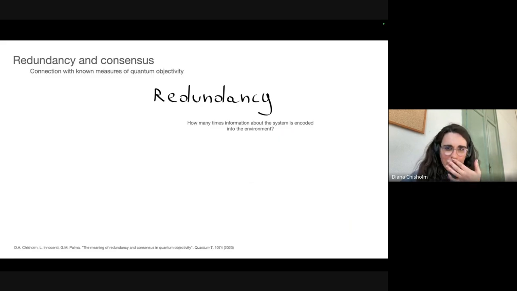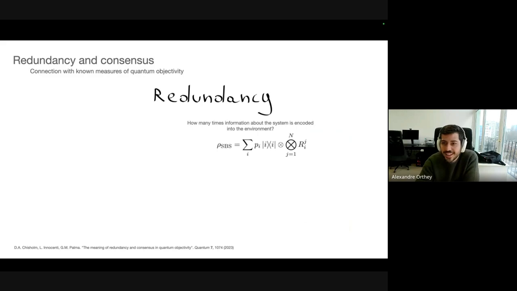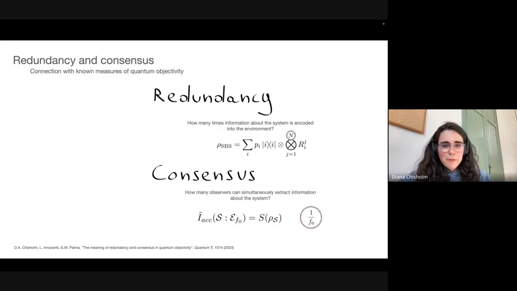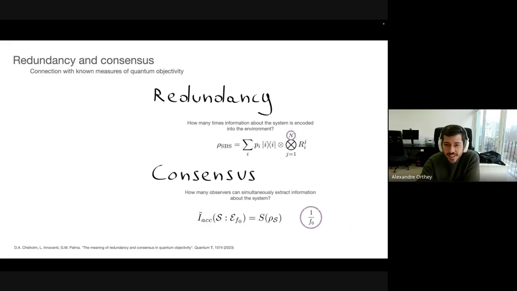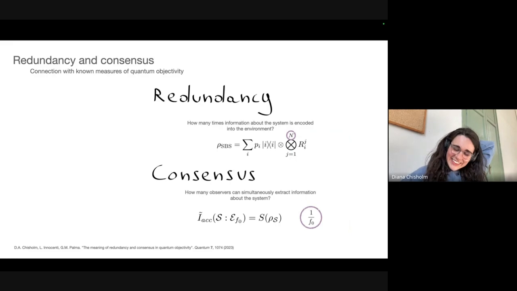Okay. Gina, can I also interrupt you? Yeah, sure. So what is the relation now between redundancy and consensus? If one is zero, for instance, is the other one also zero or vice versa? How does it work? I'm actually going to delve into this now. Okay, so please continue.